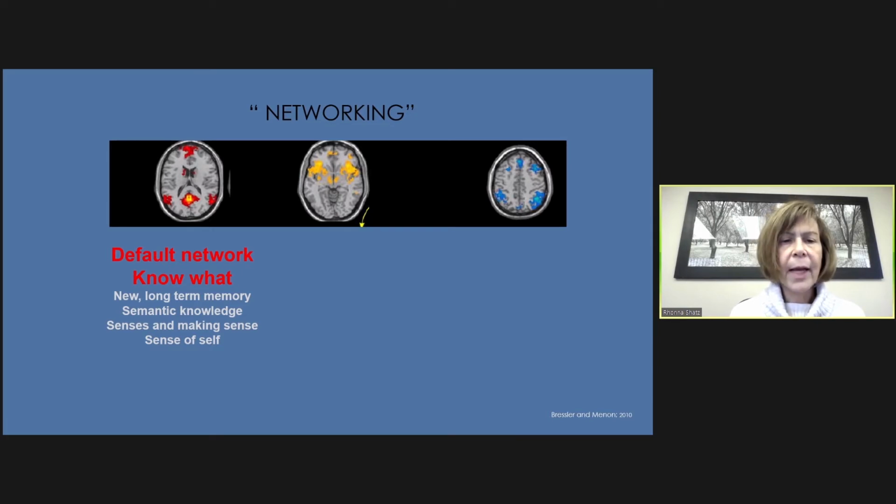This is the network that underlies what I call the know what. What's going on in the world. And how we know what's going on in the world is information that we gain from our senses. And that helps us make sense of the world around us and also our sense of self. It helps us make records of our experiences in a diary called long-term memory.